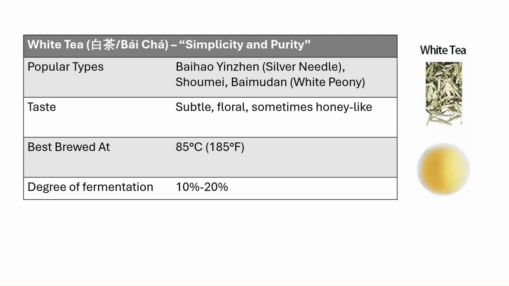The popular types of white tea in China are Bai Hao Yin Zhen, also known as silver needle, and Bai Mu Dan, also known as white peony. They taste subtly floral, sometimes honey-like. They are best brewed at 85 degrees, and the degree of fermentation is between 10% and 20%.